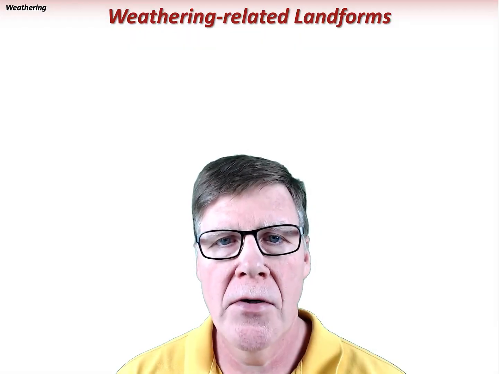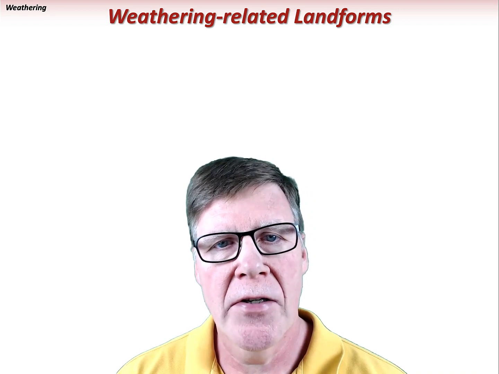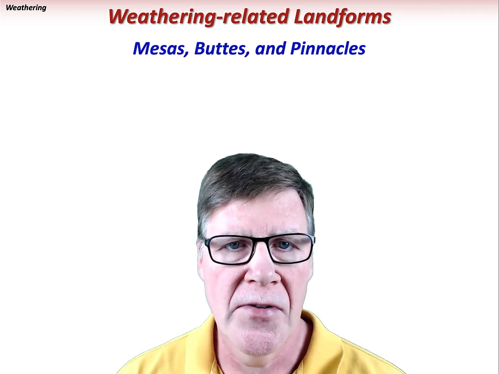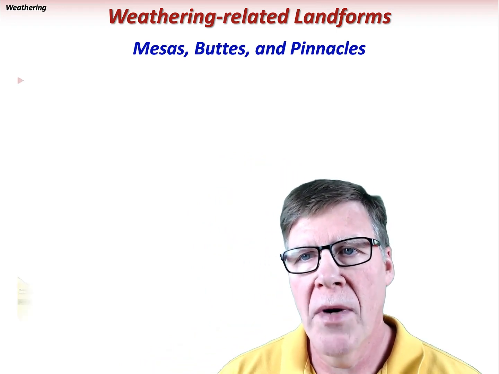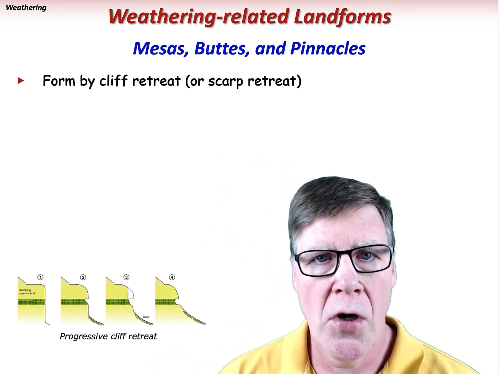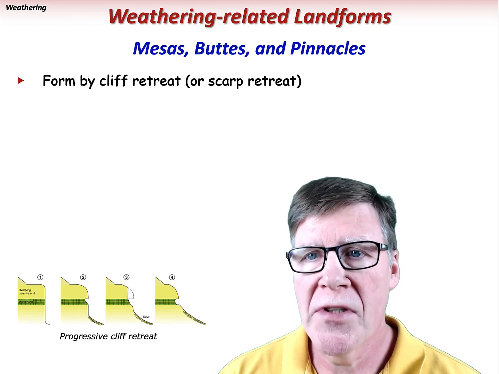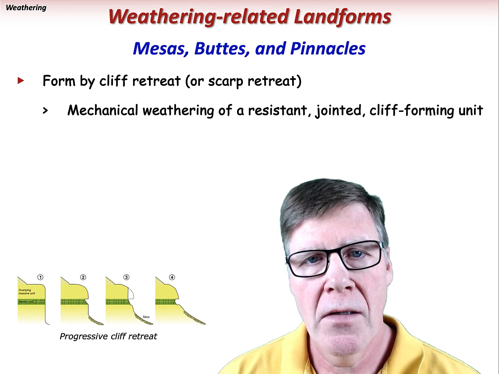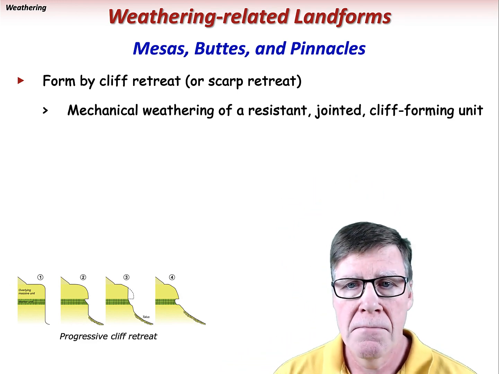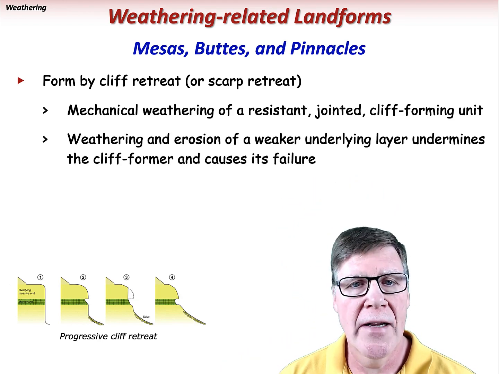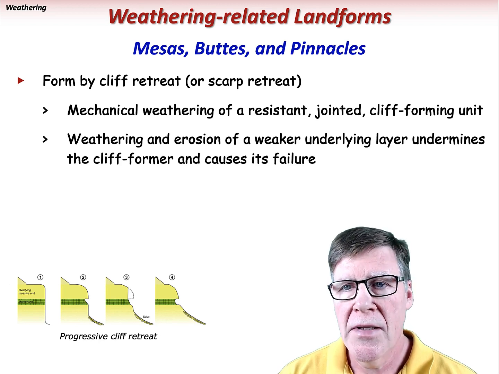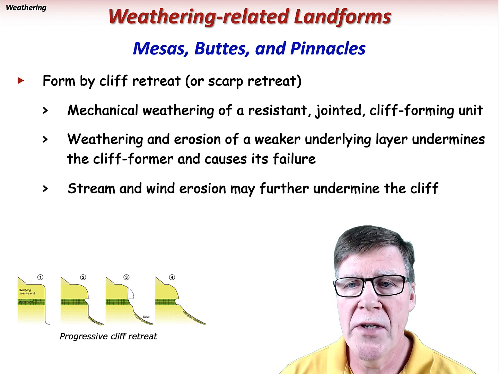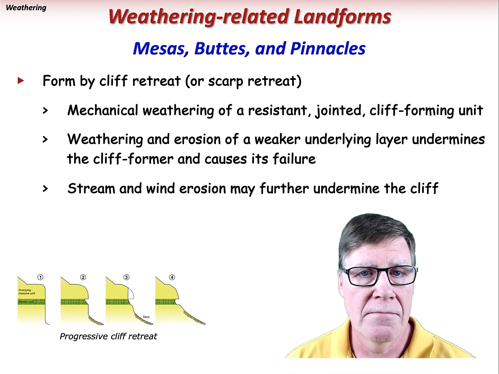The Colorado Plateau's geology and semi-arid climate provide perfect conditions to form mesas, buttes, and pinnacles. These features all form by cliff retreat, otherwise known as scarp retreat, which starts with the mechanical weathering of a resistant, jointed cliff-forming unit, like a massive sandstone. Weathering and erosion of a weaker underlying layer, like a mudstone, then undermines the cliff former and causes its failure. Stream and wind erosion may further undermine the cliff.